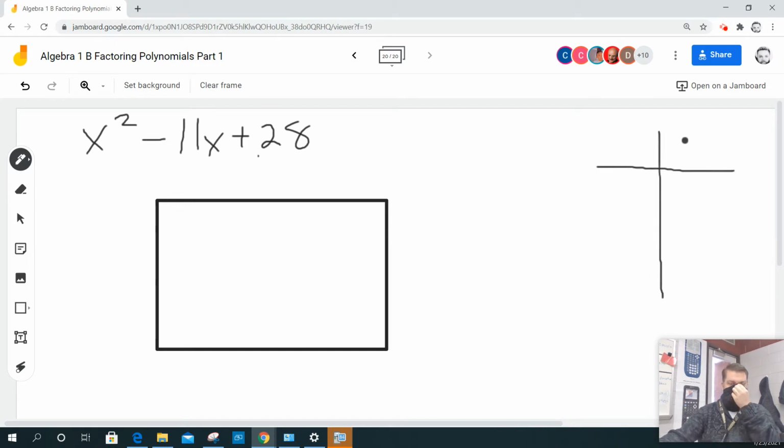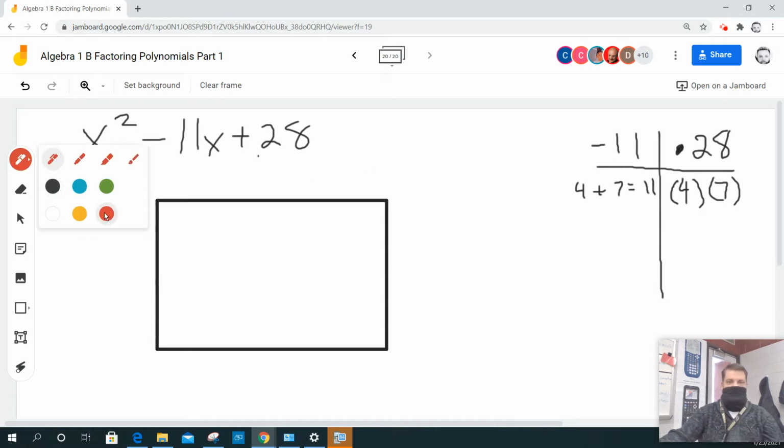I'm going to multiply two numbers that have to add up to 28, but when I do the plus or minus stuff, it equals negative 11. Right off the bat, 4 times 7. However, 4 plus 7 equals a positive 11. Now, I can change that by making it negative 4 plus negative 7 equals negative 11.